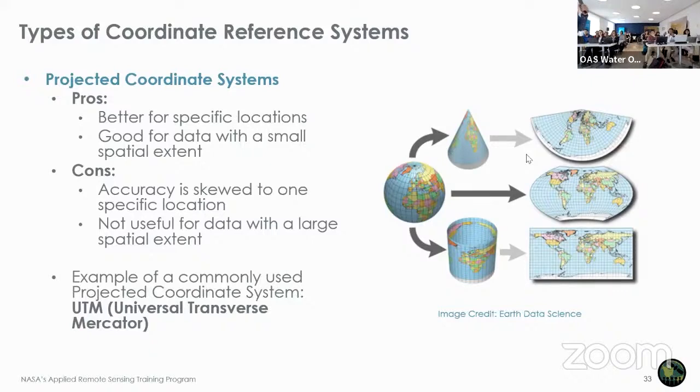Some of the benefits of a projected coordinate system is it's really good for specific locations. So if you're looking at the South Pole, or a specific national park, or a specific country, or a specific city, it's very appropriate to use a projected coordinate system. Some of the disadvantages are the accuracy is skewed to one specific location, and it's not useful for data with a large spatial extent. So it's not appropriate for, say, a global extent.